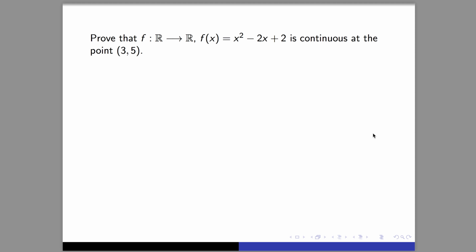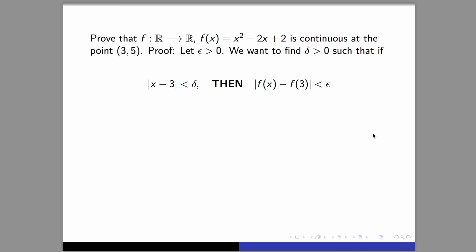So we're going to prove that the function given by x squared minus 2x plus 2 is continuous at the point 3, 5. So we'll see these are a little bit more involved, and there's a couple fun ideas that we'll get to work on in here. So again, we want to let epsilon be greater than 0. And again, our goal is to find a delta so that if x minus 3 is less than delta, then f of x minus f of 3 will be smaller than epsilon.